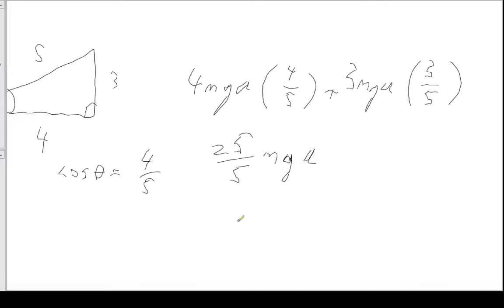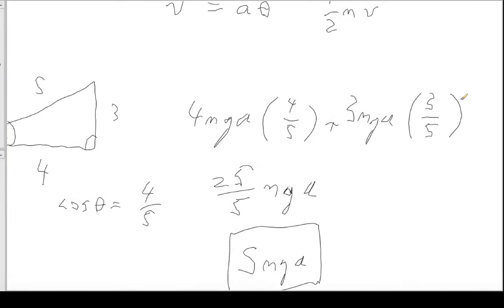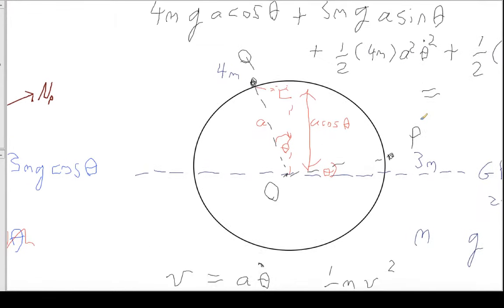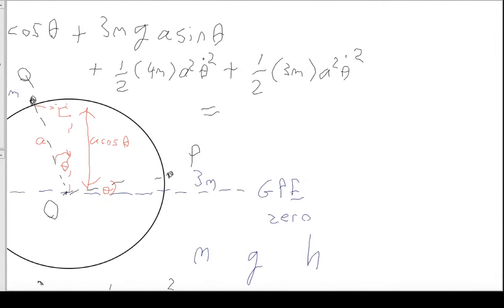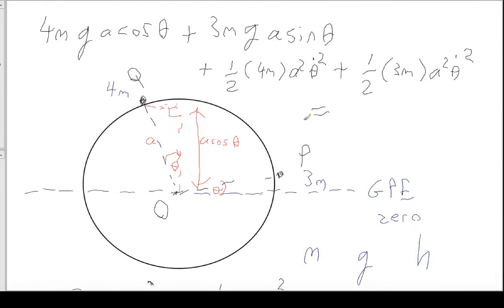So that's the energy at the start. The energy at the start is 5 mga. Right, now conservation of energy says that the energy in the system is conserved, so even though theta is changing, this guy up here must be equal to 5 mga.